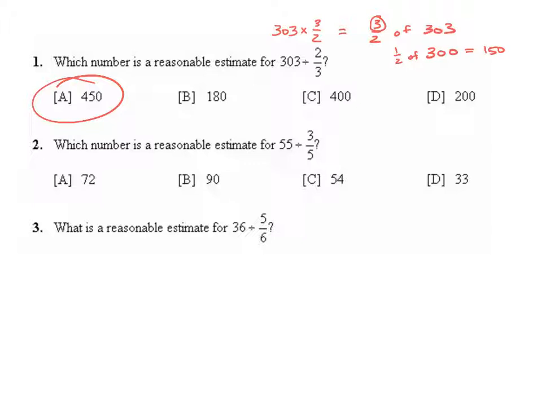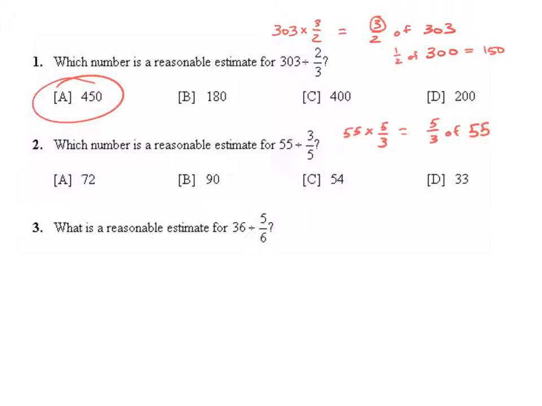Now I've actually written some of this down here, but when you're doing estimates, you want to do them quickly and mentally. If you need to jot down a couple of numbers to help you keep track of the numbers, that's fine, but you shouldn't have to be doing the actual problem. Question 2, I'm going to think of it as 55 times 5/3 because division is multiplying by the reciprocal. So I'm going to think of that as 5/3 of 55.